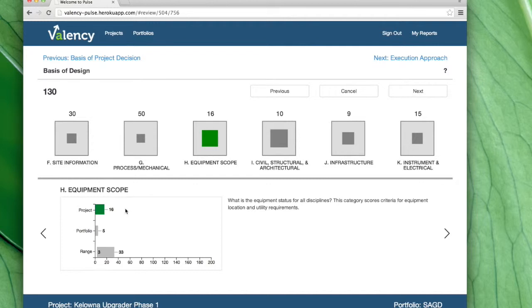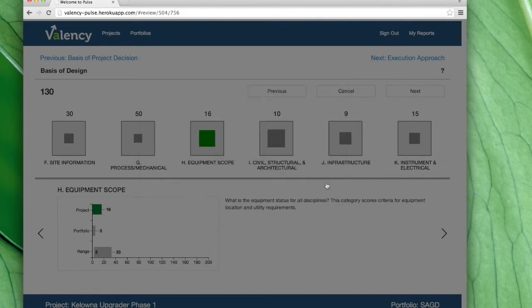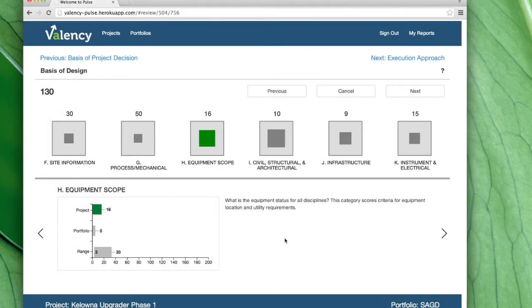Here, we see that the project is trending way above the portfolio average for definition of equipment scope. Clicking on the project bar allows us to drill down and see the exact scores and the comments that came for each element that was within the PDRI session. Executives can drill down as deep as required to get answers to all of their questions on PDRI assessments.